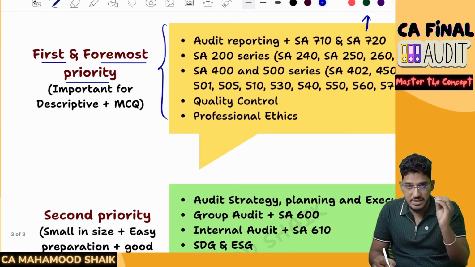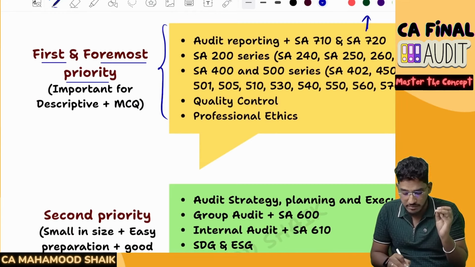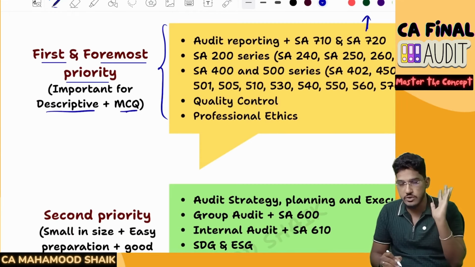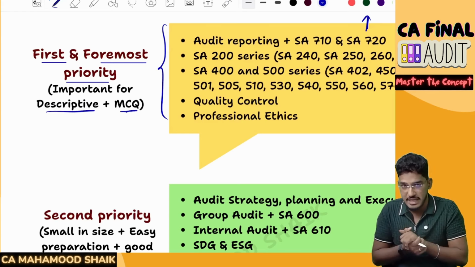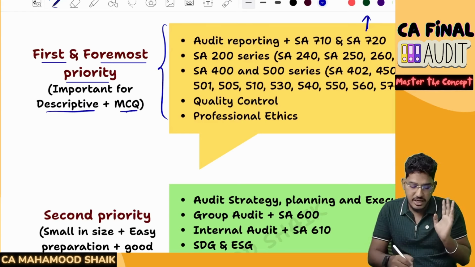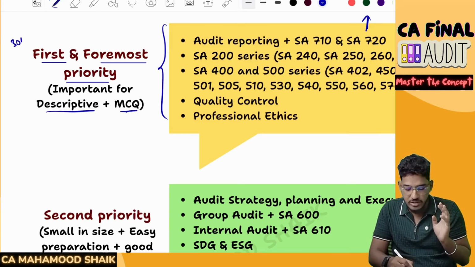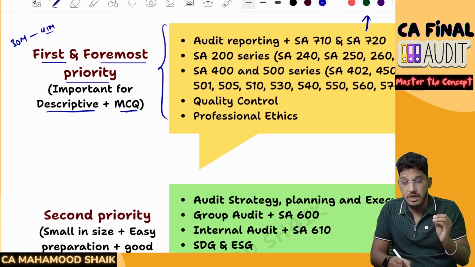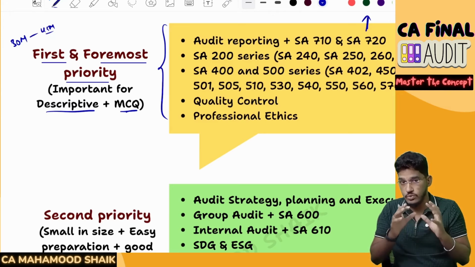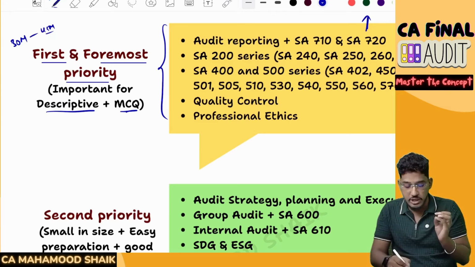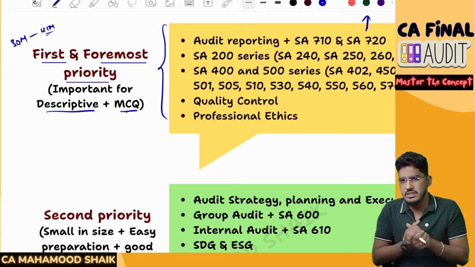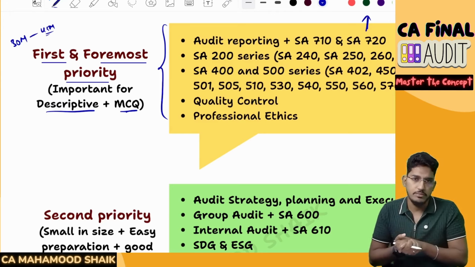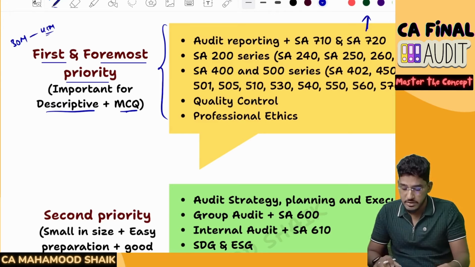These concepts, these chapters are going to be important for descriptive questions as well as MCQs. In the worst case scenario, you can expect somewhere around 30 marks minimum. And if your time is good enough, if you're lucky enough, you can expect even 45 marks. But in the worst case scenario also, 30 marks you will be able to cover from this category of chapters. Sir, what are they?